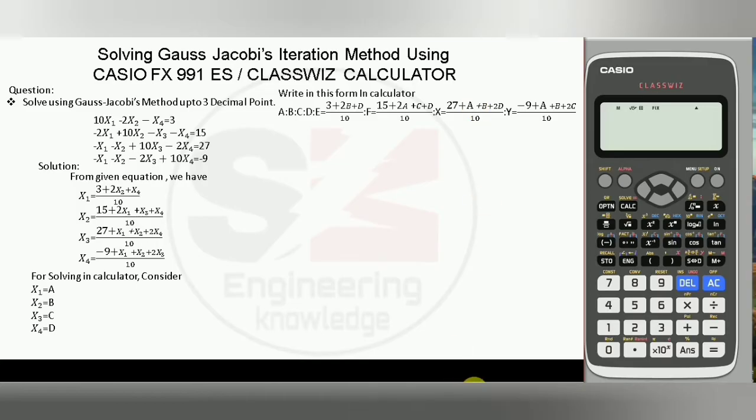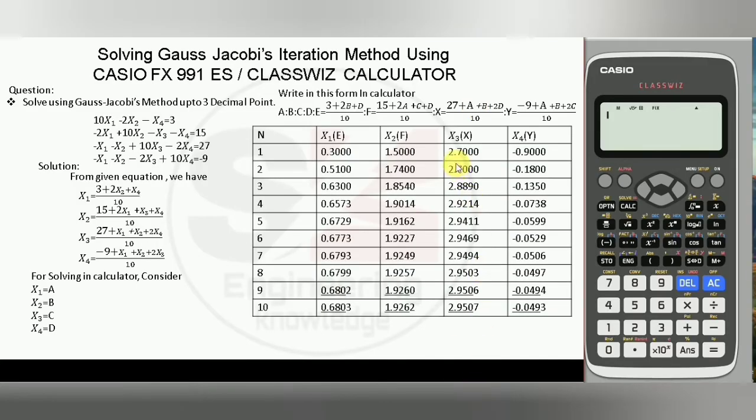So after this, we have to draw this type of table in our notebook. In the first column, it will contain the number of iterations. In the second, it will contain the value for the variable x1, and the value for x1 we can obtain from the calculator, from the E value. The E value will represent the value for x1, and similarly the other values, that is F, X and Y, will denote the values for x2, x3 and x4 in the calculator. So let's type this above expression in this calculator in this way.